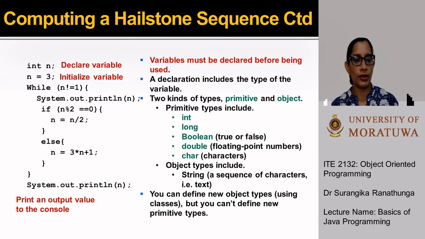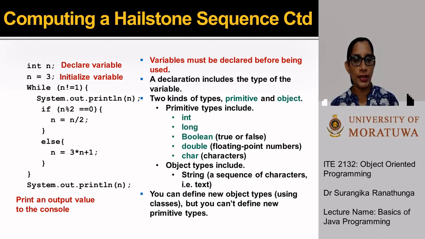So that is what we show in this first line, int n. This is called declaring a variable. In Java, every variable must be declared before being used. And remember, just declaring a variable is not enough. If you are actually going to use that variable in any place of your code, you have to initialize it as well. For example, now here we declare the variable as int n, and in the next line we initialize it. That means n equals 3. If you try to use the variable n without initializing, you will get an error.